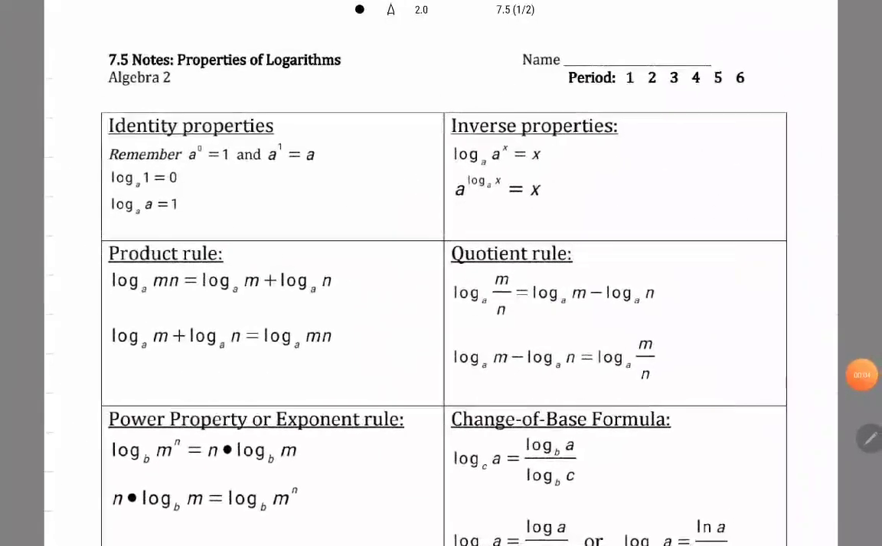Today we'll be looking at properties of logarithms. This is going to be one of those sections where you just need to practice, and you'll start remembering all the different types of rules as we go over them.